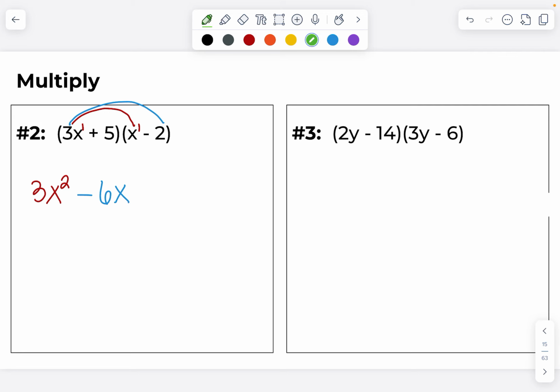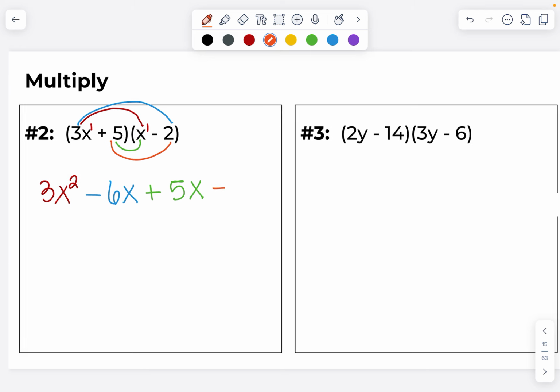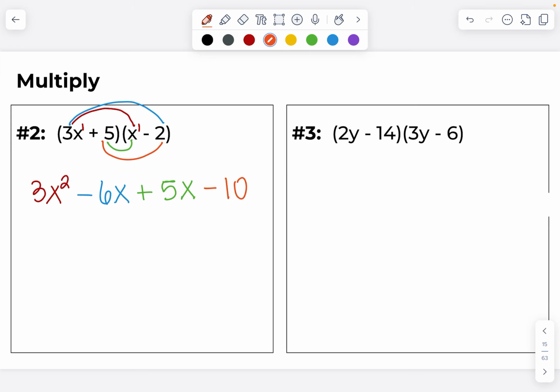Then I look at my inside terms. If I combine these, again, I've got a number combined with a variable, so this just becomes positive 5x. And then lastly, I take my last term times my last term. So positive 5 times a negative 2 is going to give me a negative 10. Okay, so that is step 1.